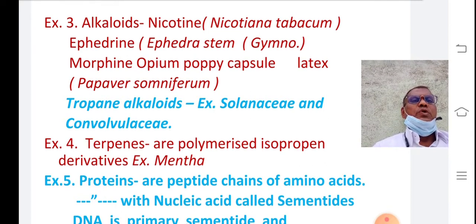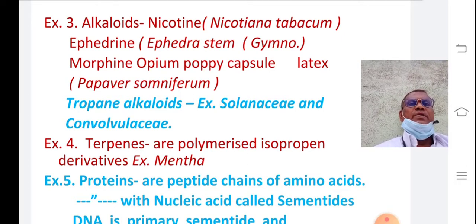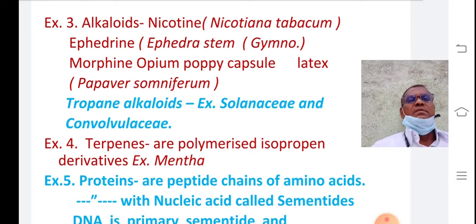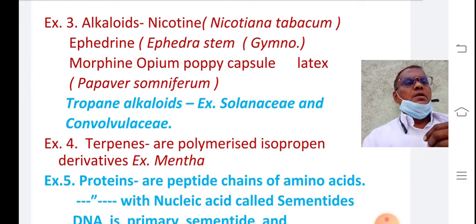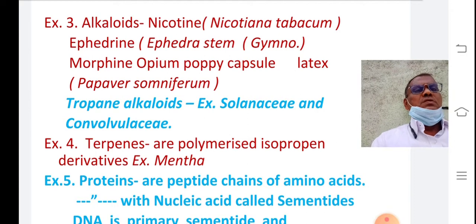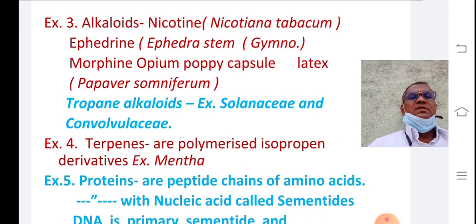You are knowing these are polymerized isoprene derivatives. Good example: Mentha. Mentha म्हणजे पुदिना. पुदिनाचा aroma आपल्याला माहिती आहे, right? So you just remember all these examples.